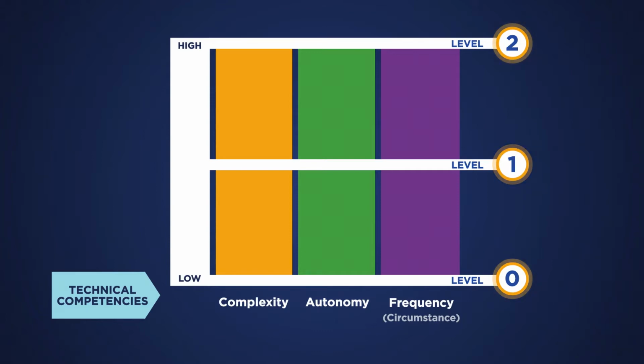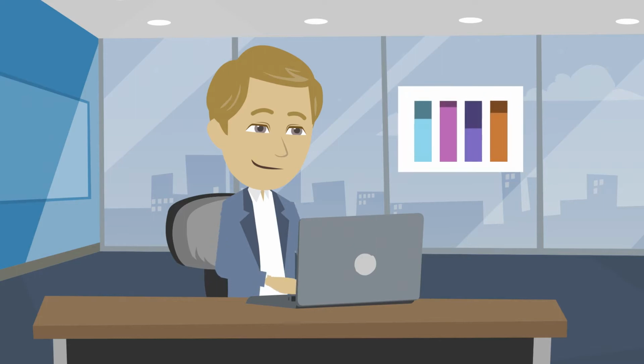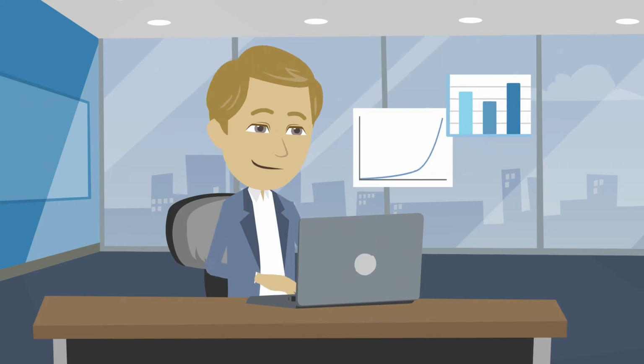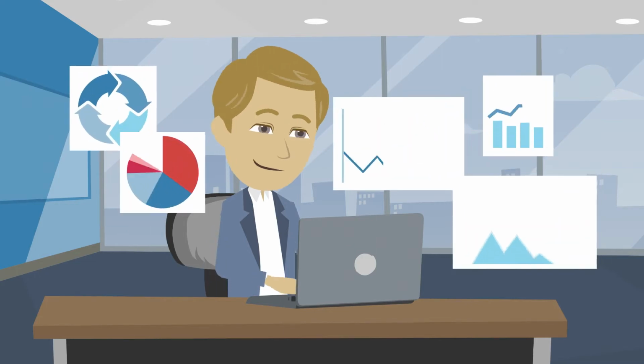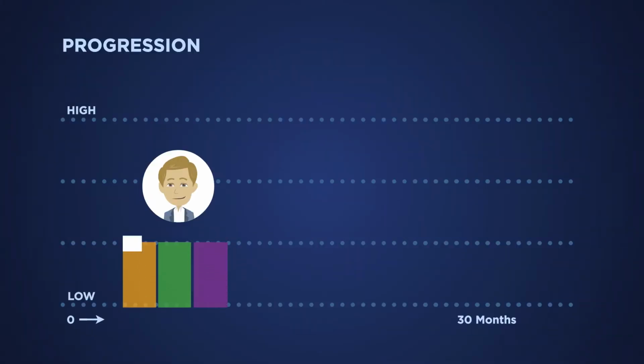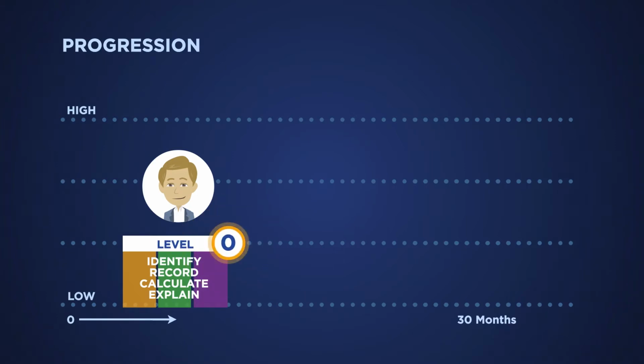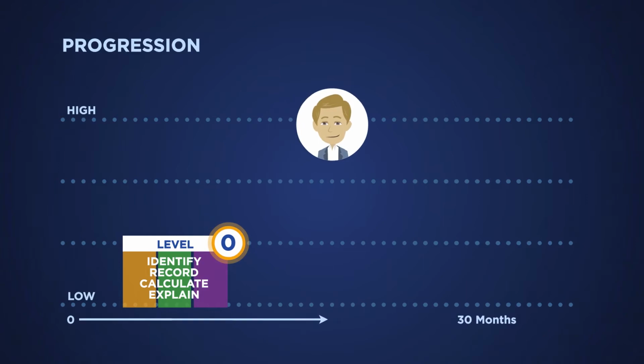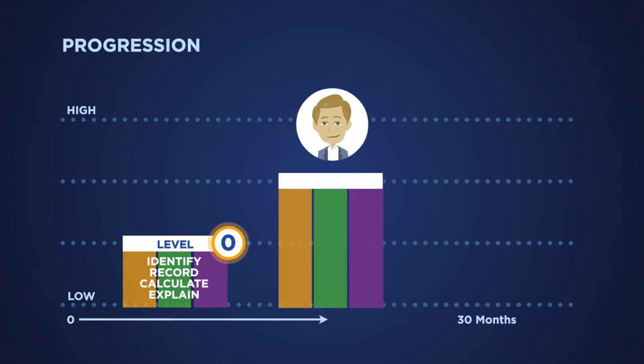Complexity, autonomy, and frequency, or circumstance, as it is referred to in PERT, are the factors used to determine the level of proficiency. Throughout his duration, Jason is expected to perform increasingly complex, less routine work with a higher level of autonomy. At the start of his PE journey, work is primarily focused on retrieving and comprehending information, which is considered level 0. As Jason gains further experience, complexity and autonomy increase, and this experience begins to develop into analysis, which is considered level 1.